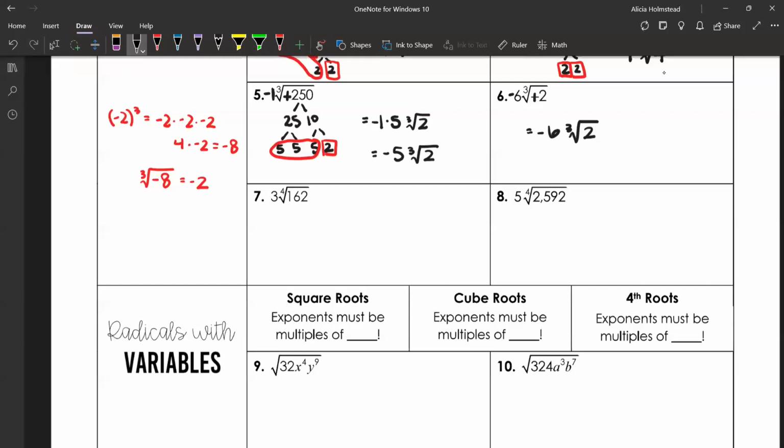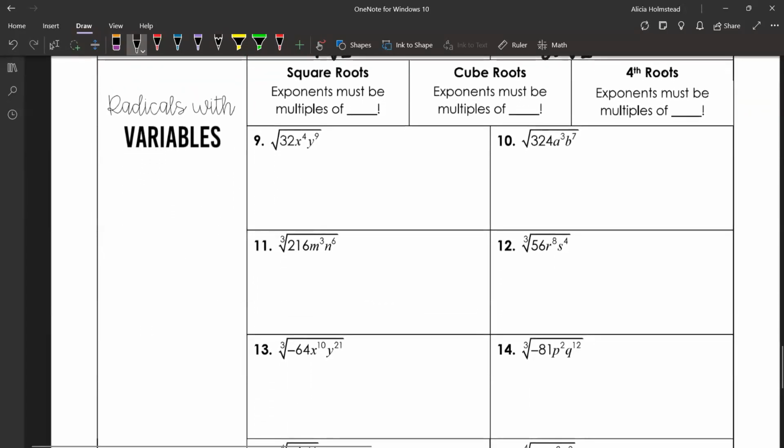All right. I want you to go ahead and pause the video and try number 7 and number 8. Number 8 is a pretty big number, but remember, just type it in your calculator and find some good factors and then break it down. All right, number 7 simplifies to be 9 fourth root of 2. Number 8 simplifies to be 34th root of 2. If you have any questions about those, please feel free to come talk to me.